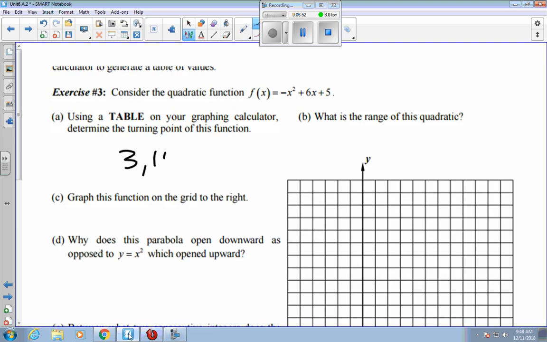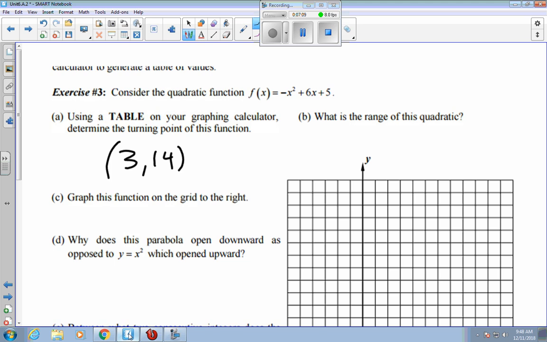So (3, 14), it's an ordered pair. What is the range of this quadratic? The domain, remember, are your x values. The range are your y values. Now, this is not a restricted domain. Therefore, it will not be a restricted range.